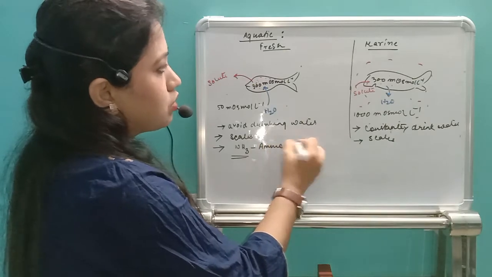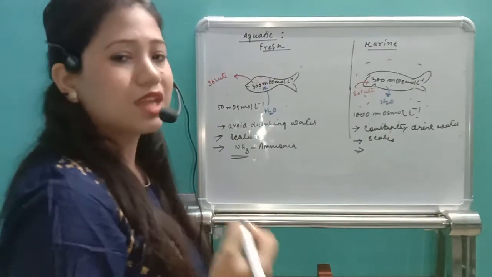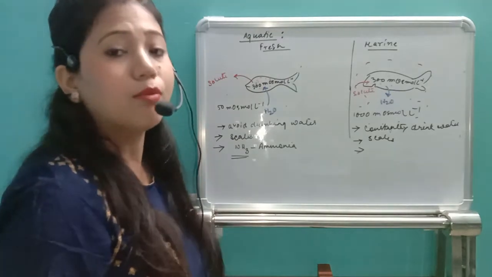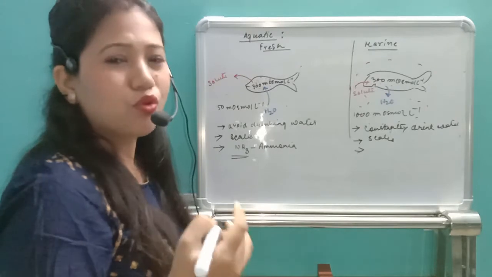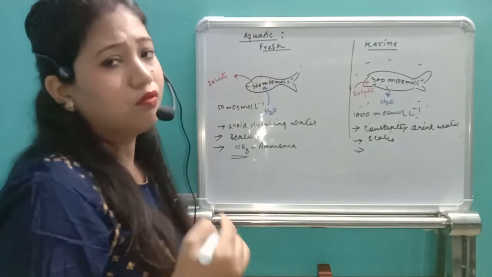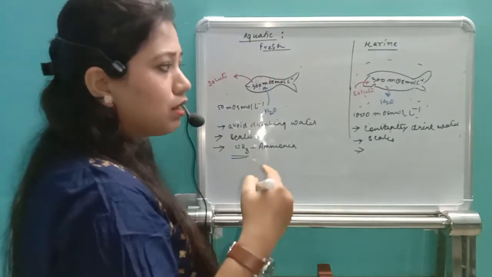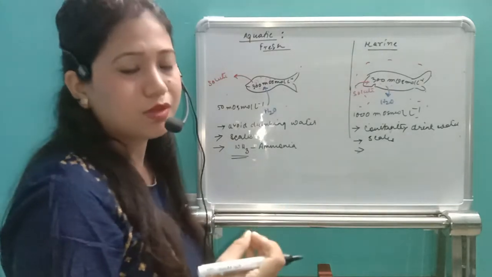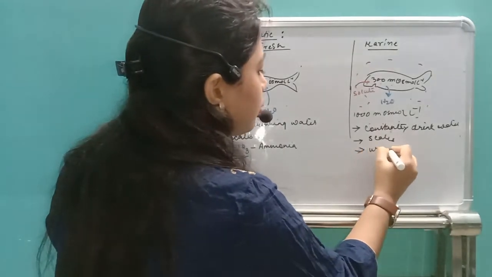But what is happening in the marine water condition? In this condition they already have scarcity of water, and to remove ammonia from their body they need more water, because around only 1 gram of ammonia requires 500 ml of water. So they cannot waste that much water because they already have scarcity of water. So that's why they convert the ammonia into urea.